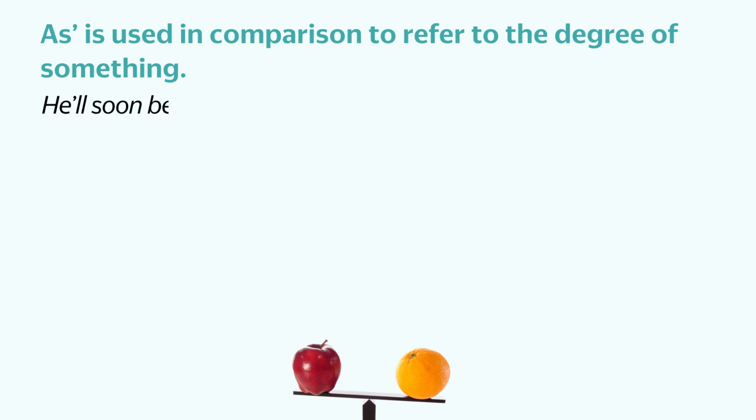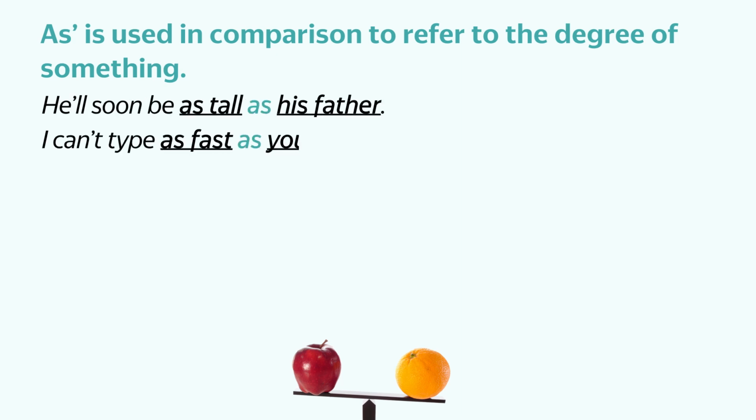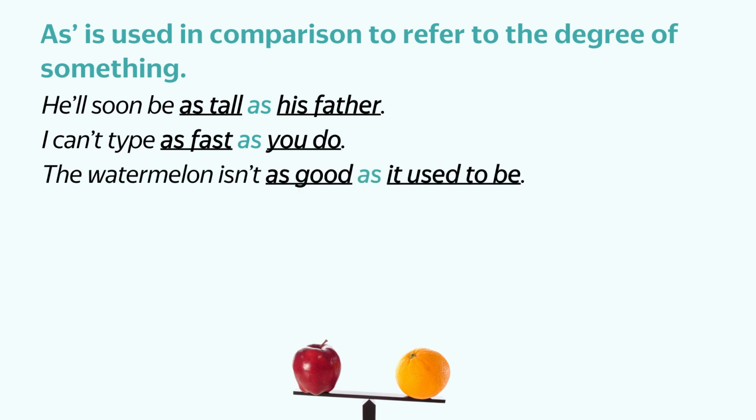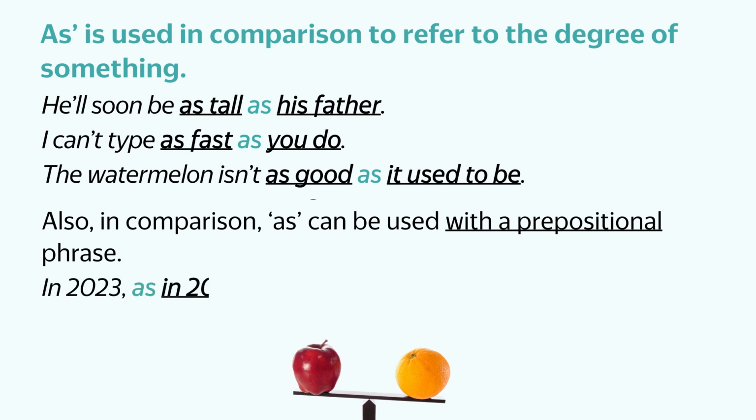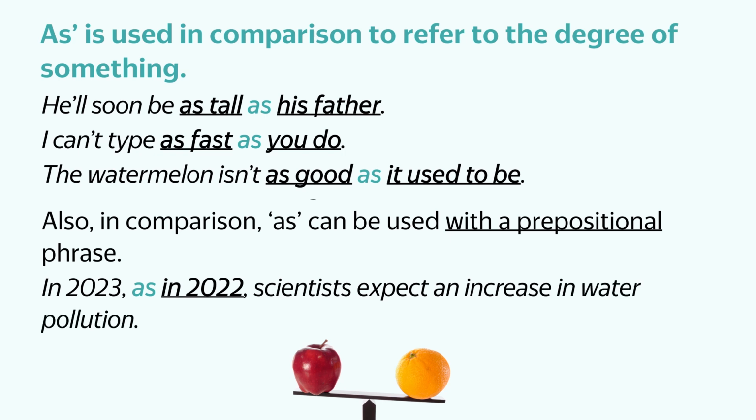He'll soon be as tall as his father. I can't type as fast as you do. The watermelon isn't as good as it used to be. Also, in comparison, "as" can be used with a prepositional phrase. For example, in 2023, as in 2022, scientists expect an increase in water pollution.